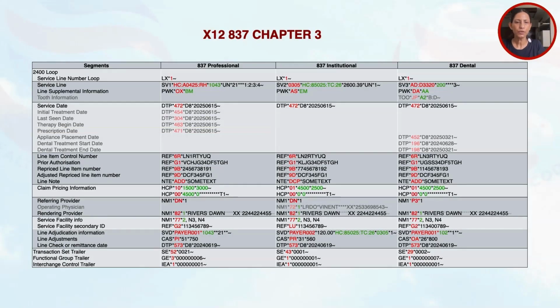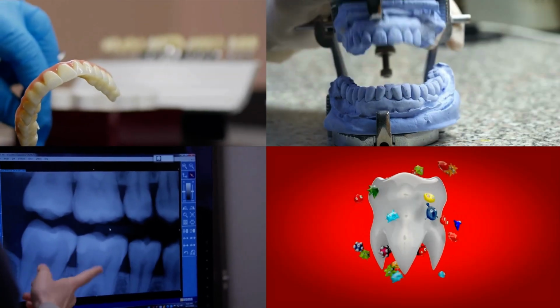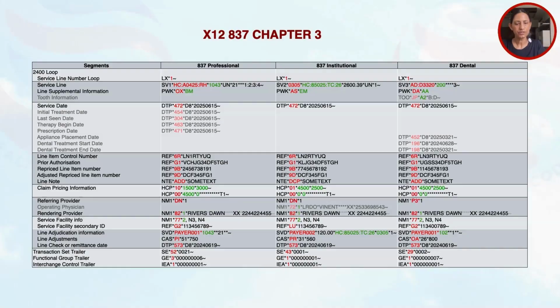Then for dental claims, we already learnt about appliance placement date with qualifier 452 in the last chapter. The same can also be used at line level. Then dental treatment start and completion dates are represented by qualifiers 196 and 198 respectively. The treatment start date examples can be initial impression taken for orthodontic treatments, crown or dentures, etc. And the treatment completion dates are required when reporting the date on which the course of treatment was completed. When the treatment start and end dates are used, the date of service must not be used on the claim line.